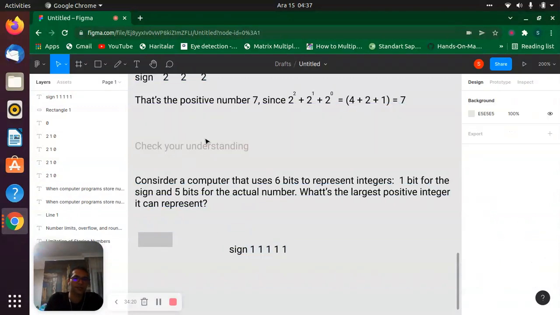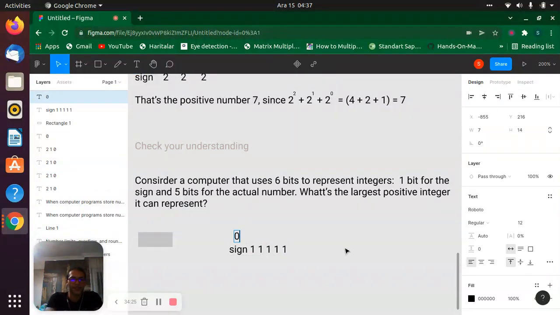If you want, I can put it here to help you understand. The first one will be 0 because this is the sign, and it has to be positive. If you put 1 there, it will be 64. So we just have to think of this as the sign, with the 0. Okay, let's look at the other ones.